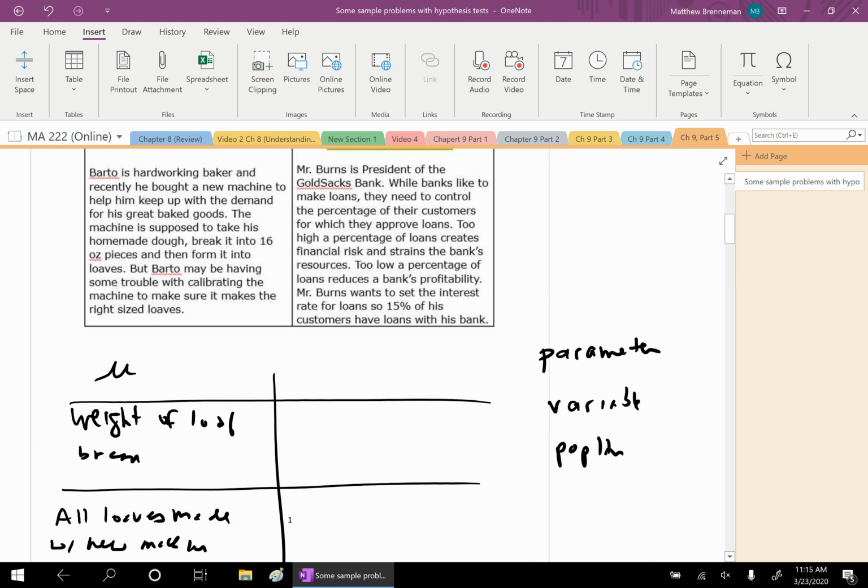In Mr. Burns' case, we see percentages. We see that he's making loans. He wants to know what percentage of customers are taking out loans. So hopefully when you puzzle through all this, you realize that you're looking at a population proportion. And the variable is whether a customer in his bank has a loan or not, has a loan with the bank. And of course, the population is all the bank customers.